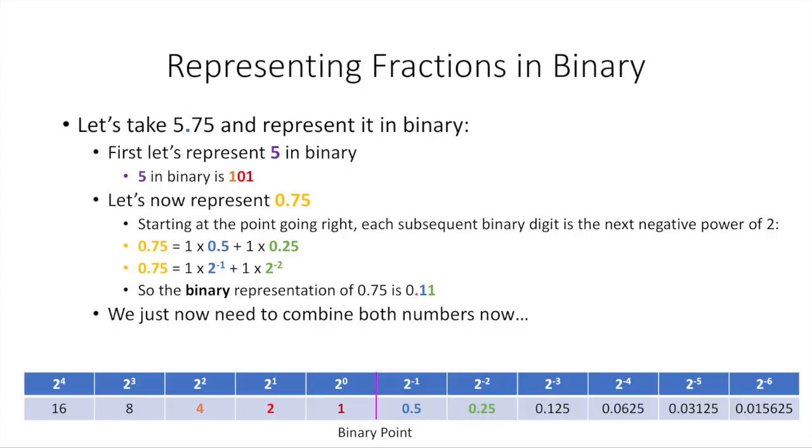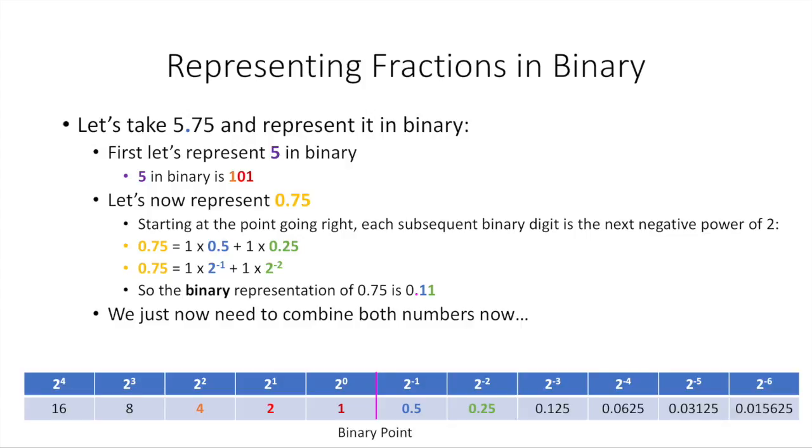So first, we're going to represent the left side of the point. On the left side of the point, we have 5. And so 5 in binary is just 101. We've seen that before. That hasn't changed. So that's just 101. Now, the part on the right of the point is 0.75. And to represent that, we're going to need to represent it in binary.